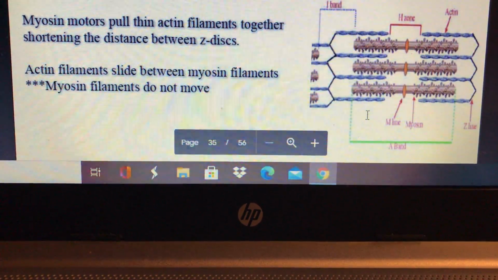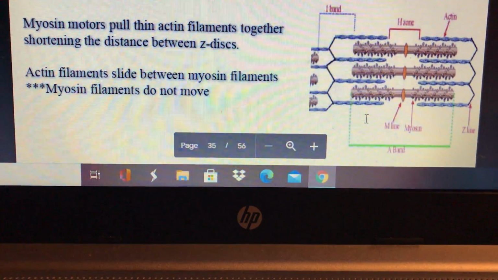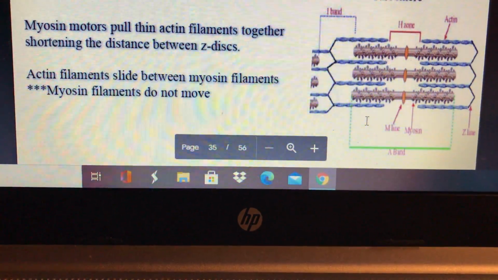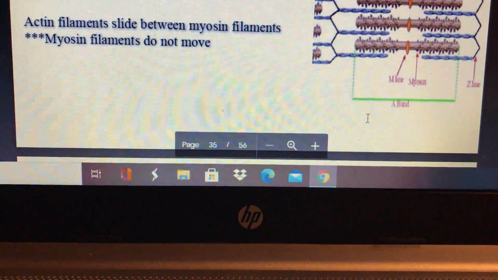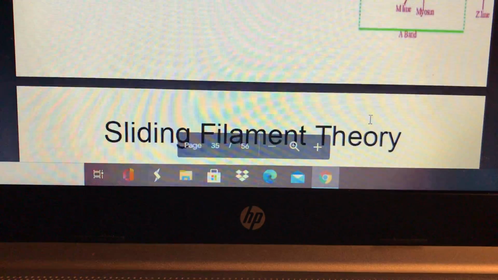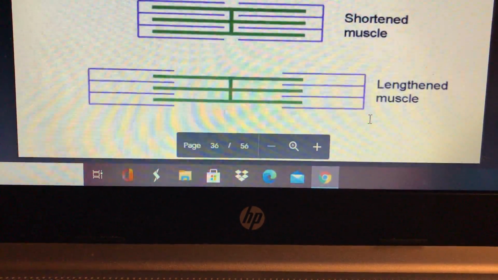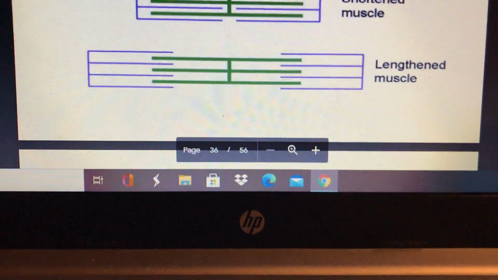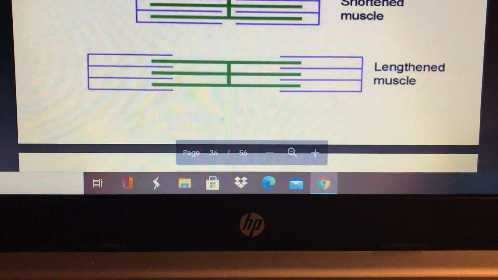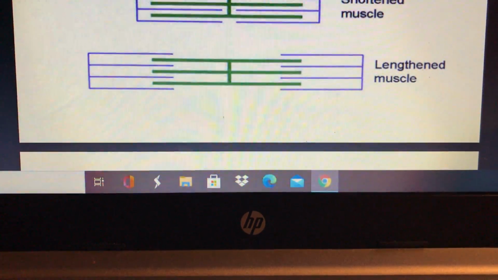So how do muscles contract? The myosin motors pull thin actin filaments together, shortening the distance between Z discs. Actin filaments slide between myosin filaments, and the myosin filaments do not move. This is the sliding filament theory in action, the sliding filament mechanism for muscle contraction.